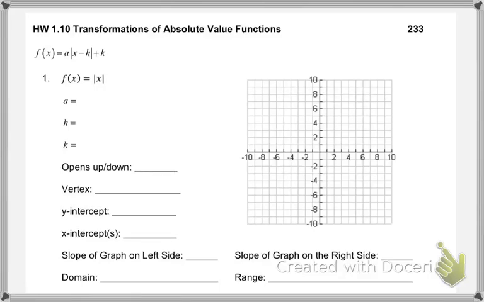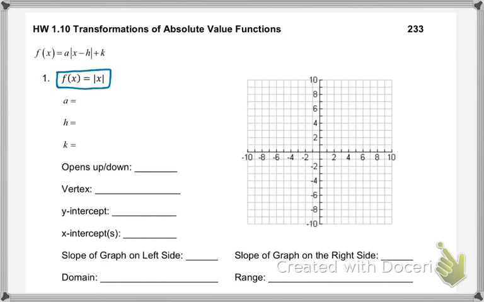Hey guys, so this is 1.10 transformations of absolute value functions. This is number 1 and 2 from your homework. So we had said in class that y equals the absolute value of x is the original parent function. So this is actually what we graphed in class, the original parent function, when no transformations have been applied yet.